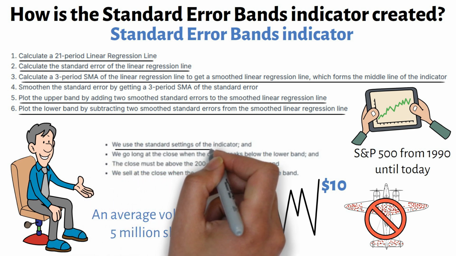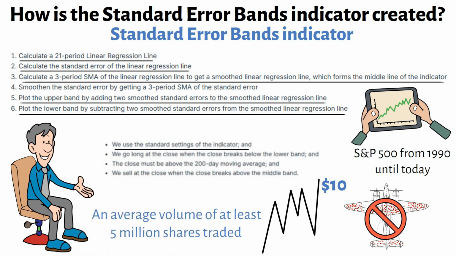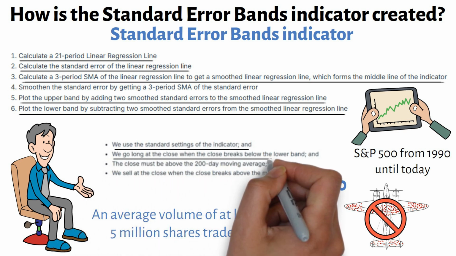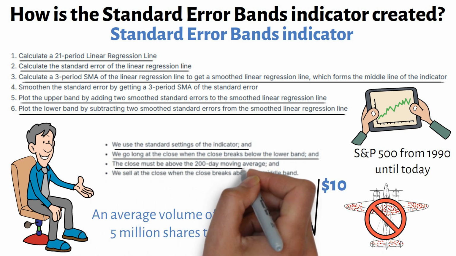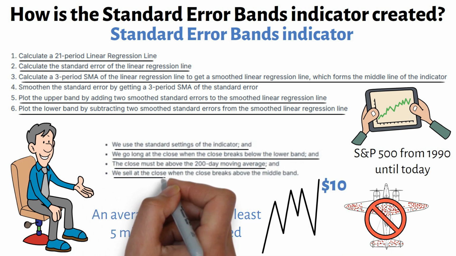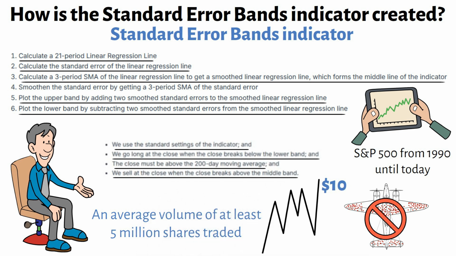We use the standard settings of the indicator. We buy at the close when the close breaks below the lower band, as long as the close is above the 200-day moving average. We close our position when the close breaks above the middle band.